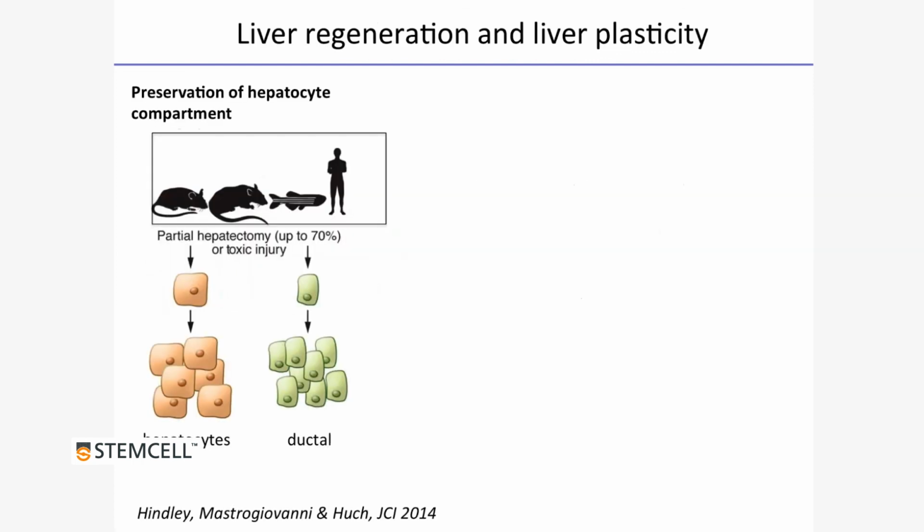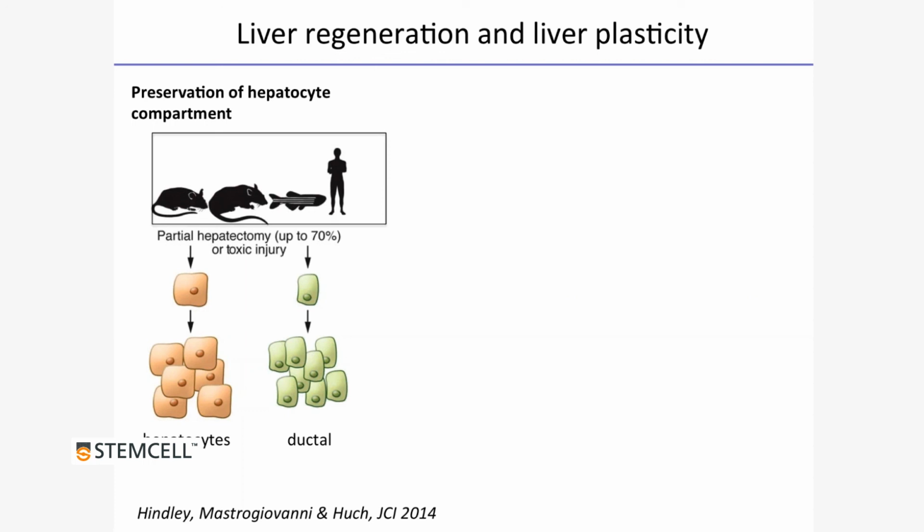The liver is a very interesting organ because it has a huge regeneration capacity after damage. It is very well described that upon partial hepatectomy or toxic injury that causes up to 70% of damage to the liver, for all the vertebrates studied, usually adult cells will generate adult cells with little contribution from the stem cell compartment.